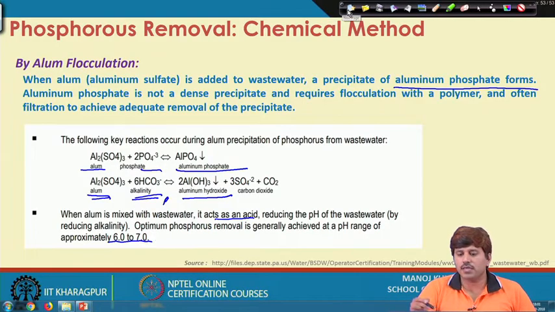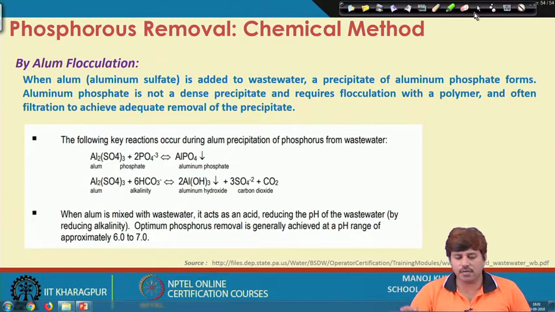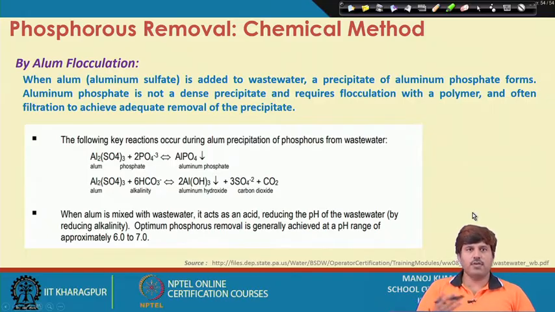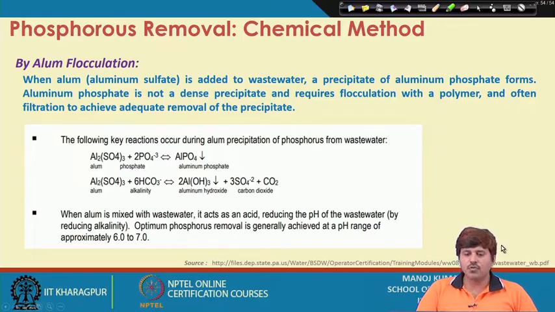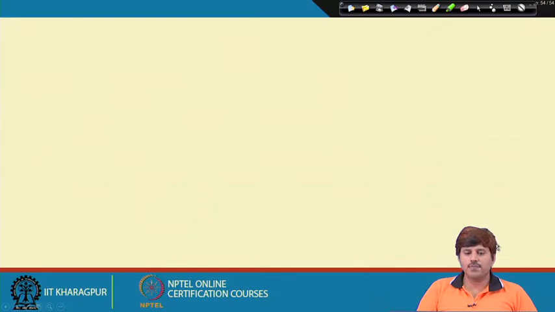Apart from these, there are iron salts, such as ferric chloride, or those kinds of coagulants, which can also be used for the removal of phosphorus, okay. However, these are the more popular ones. So, that way the chemical removal of the phosphorus takes place, okay.